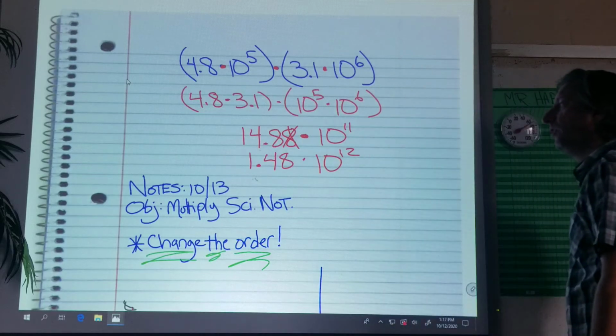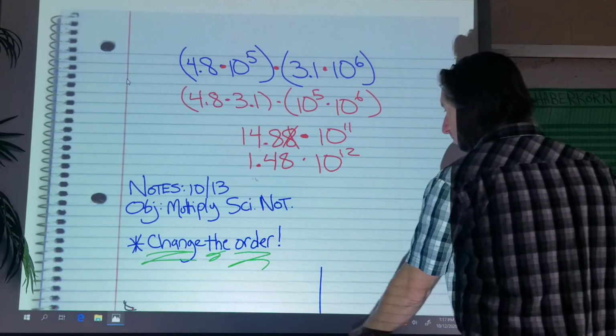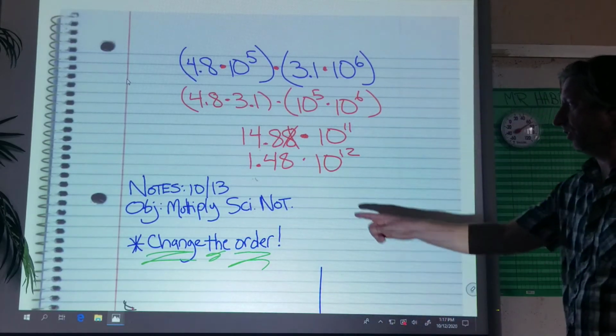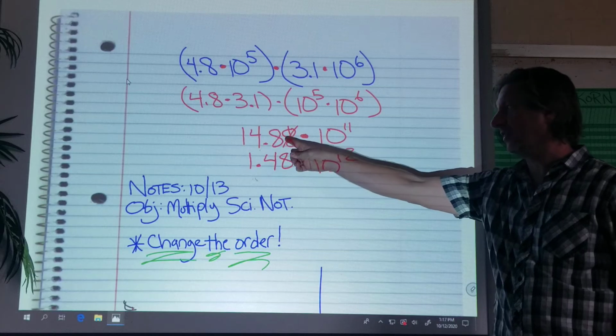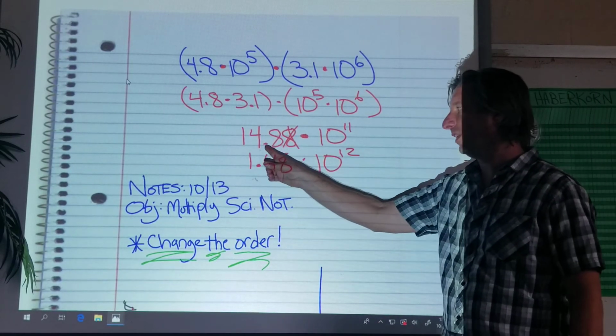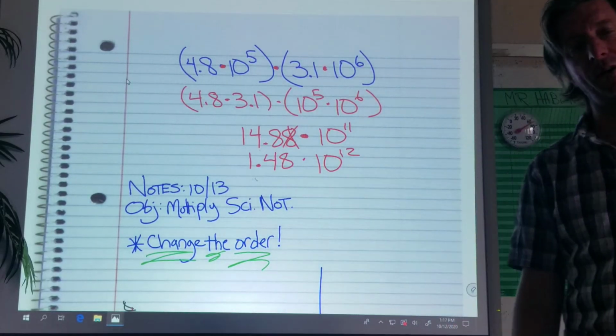All right. That's all there is to these. Change the order, and then multiply, okay? And you should get your answer almost in scientific notation or in scientific notation. If your point's just one place away, move it over one, and bring the exponent up one. That's all there is to it.